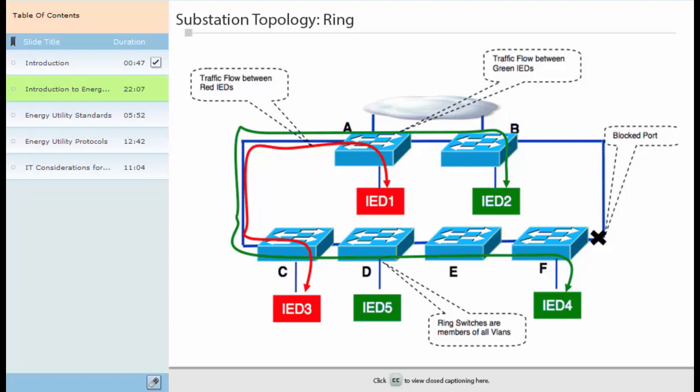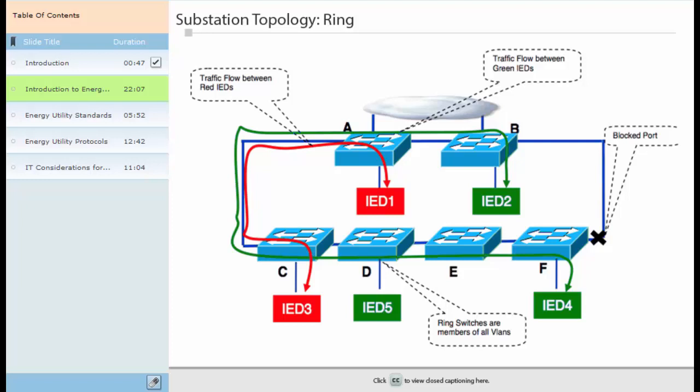The most important characteristics of the ring topology are inefficient bandwidth usage and non-deterministic latency that depends on the position of particular pairs of intelligent electronic devices. Traffic between IED4 and IED2 shares the same bandwidth with traffic generated by another IED on the path between switch B and switch F. This situation can change if the blocked port moves to another point in the network.